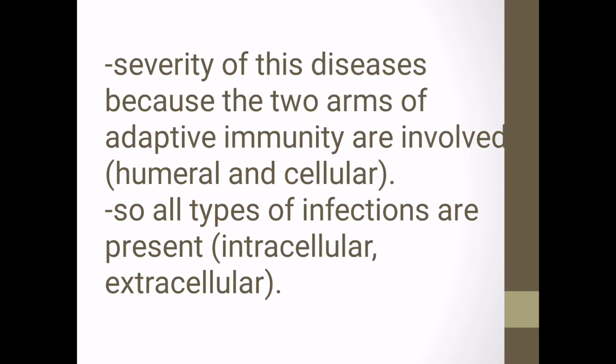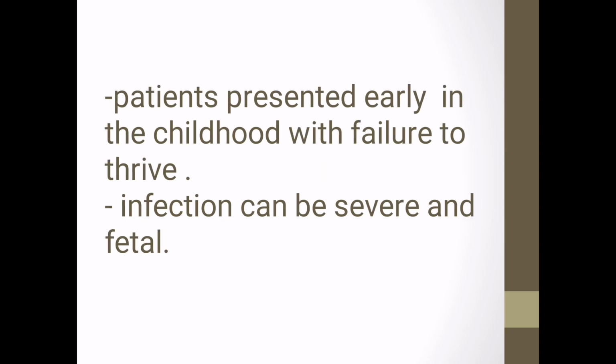And severity of the disease, because two arms of the adaptive immune system are involved, the humoral and cellular arms. So all types of infection are present, extracellular and intracellular microbes can infect the patient who has severe combined immunodeficiency. The patient presents early in childhood with failure to thrive, and infection can be severe and fatal.